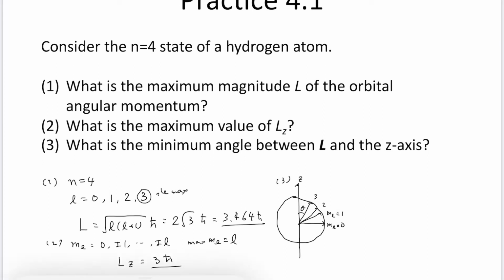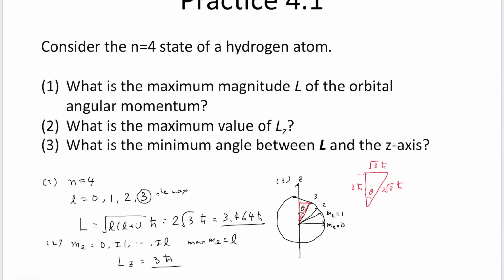If you draw the triangle of these, this is theta, and this is 3 h bar. From the first question, the hypotenuse is 2 square root 3 h bar. And from the second question, 3 h bar. So the other side is square root 3 h bar.